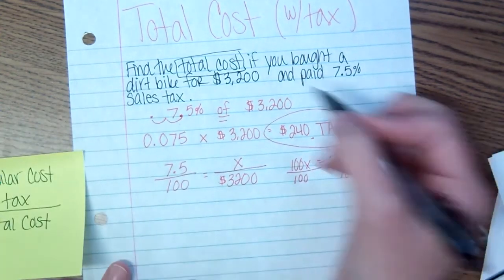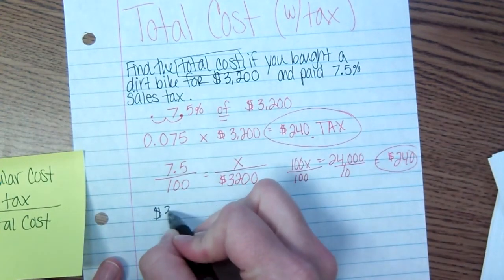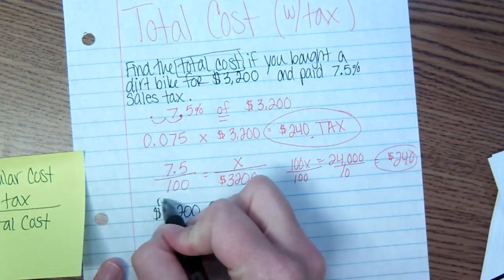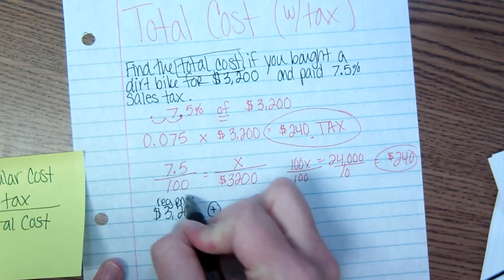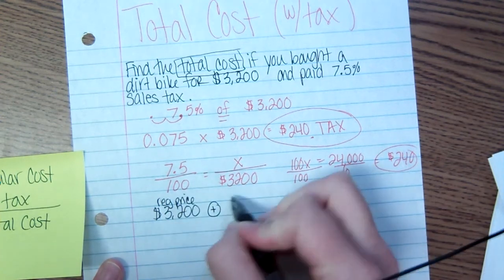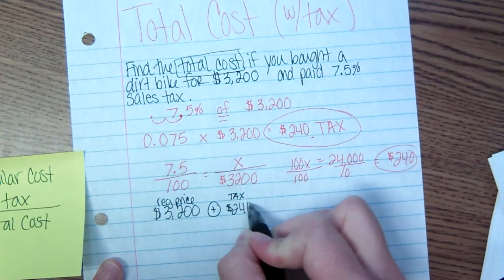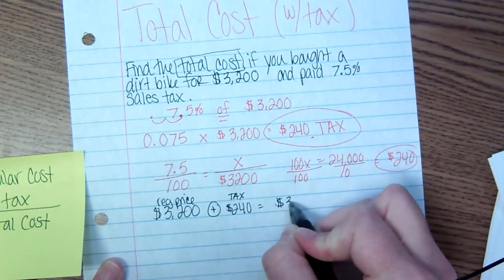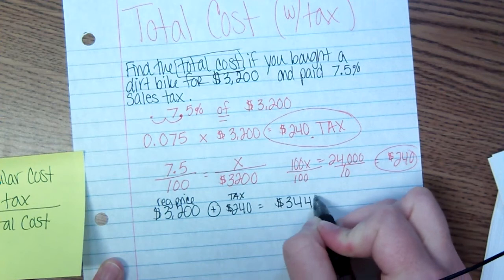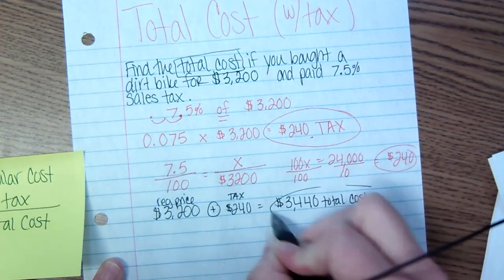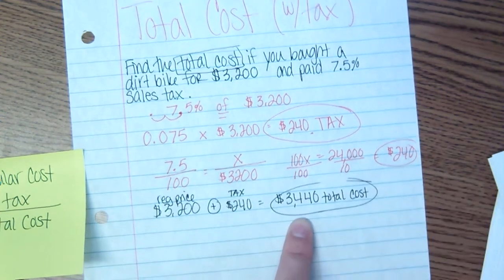So that's going to be originally $3,200. This is the regular price, plus the tax. And the tax is $240. So that's going to be $3,440 total cost.